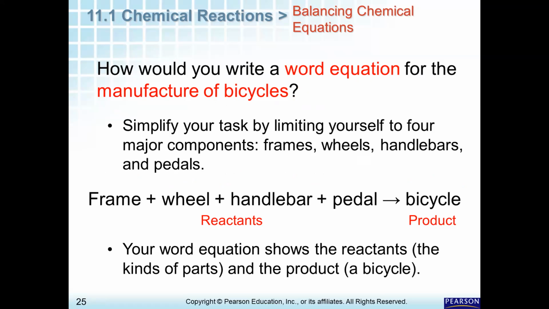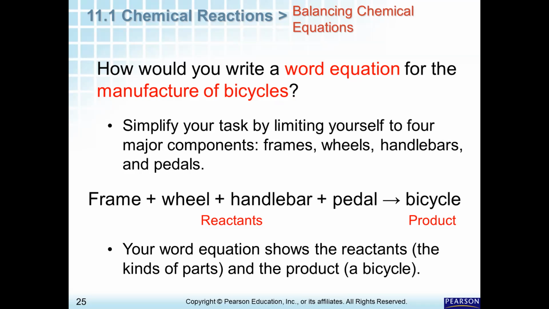Let's take this very funny example. If you were working in a place where they make bicycles, and they give you the total number, they say we need to produce this much of, well, that will be in a later chapter. But for now, if you want to make one bicycle, you need these parts, which are the frame, the wheel, the handlebar, and the pedal. So these are the reactants, those are the product.